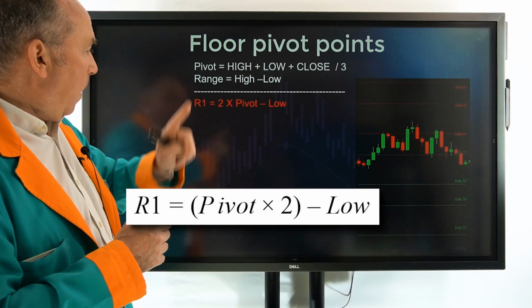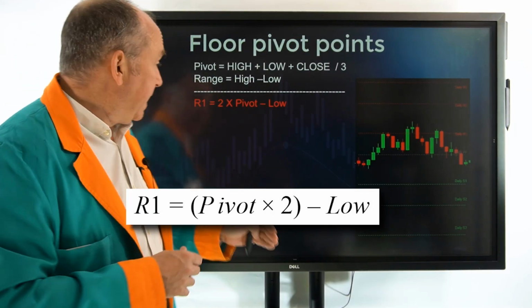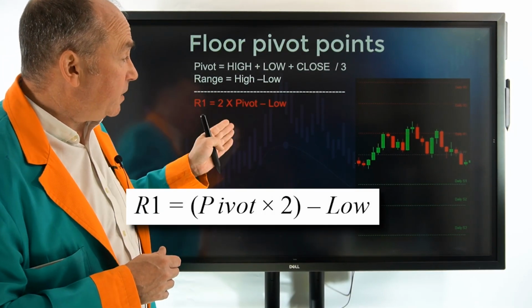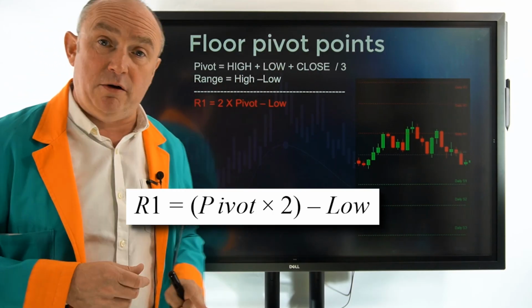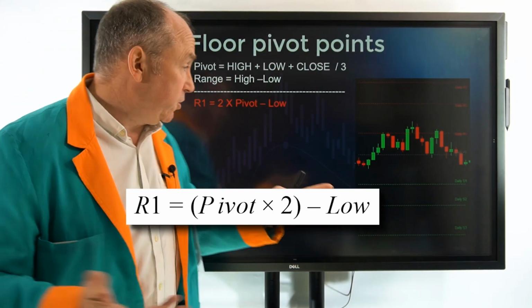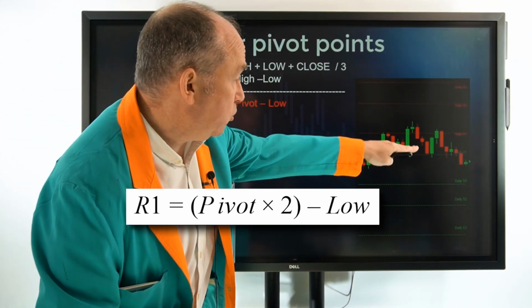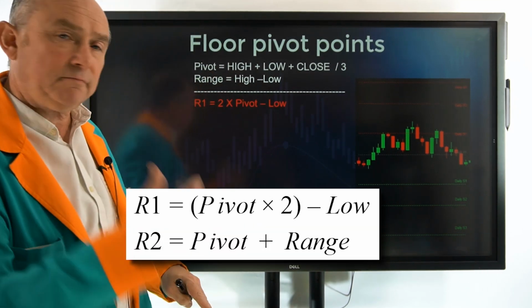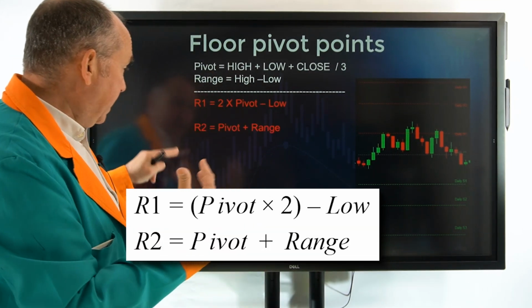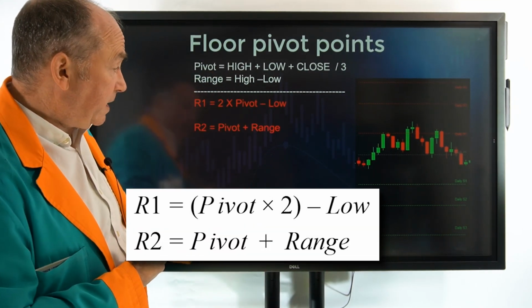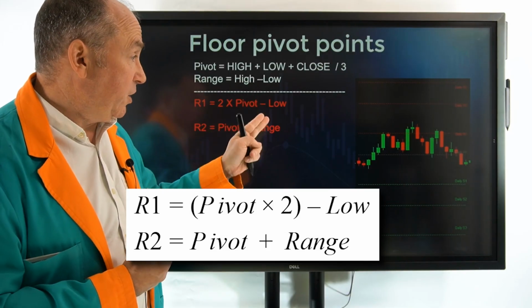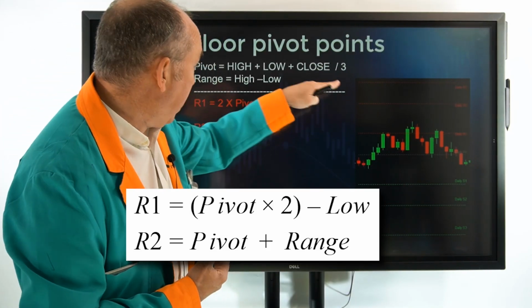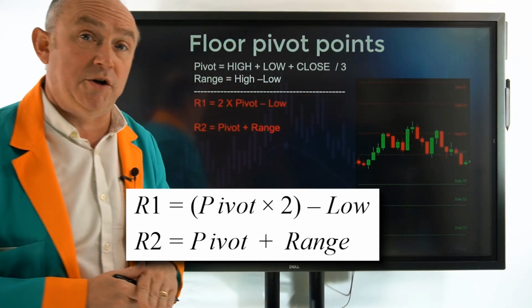So R1, that's resistance line 1. It's basically 2 times the pivot minus the low. Very simple calculation. 2 times the pivot minus the low will give you this R line here. Resistance line 2 is basically the pivot plus the range. So the pivot is here, the range takes it up to R2.